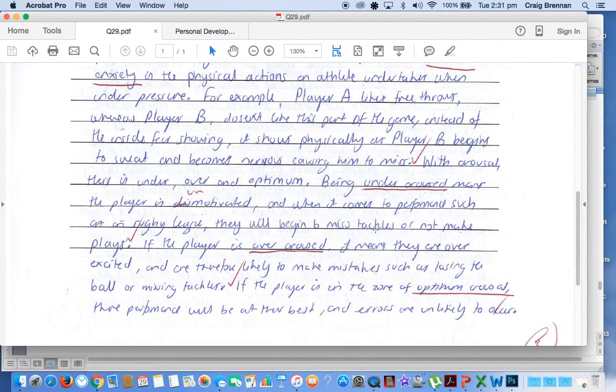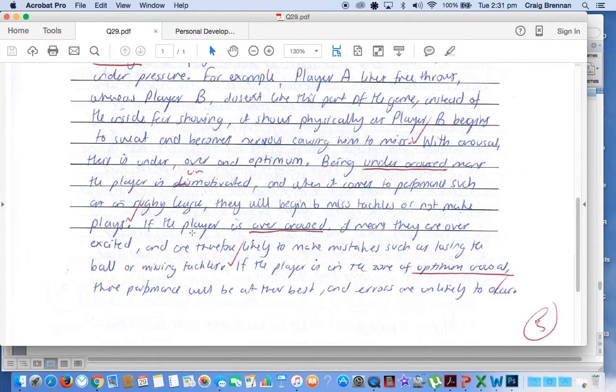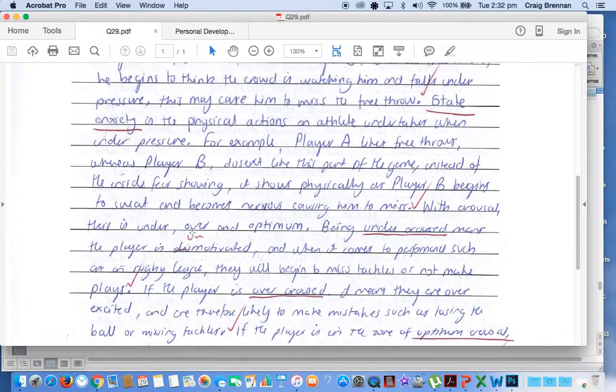And then the next one he breaks off into is the arousal. So he talks about being under-aroused. The player is unmotivated, and when it comes to performance, such as in rugby league, they'll begin to miss tackles or not make plays. If a player is over-aroused, it means that they are excited and therefore likely to make mistakes, such as losing the ball or even missing tackles. If the player is in the zone of optimal arousal, their performance will be at its best, and errors are unlikely to occur. So that's what we're looking at.